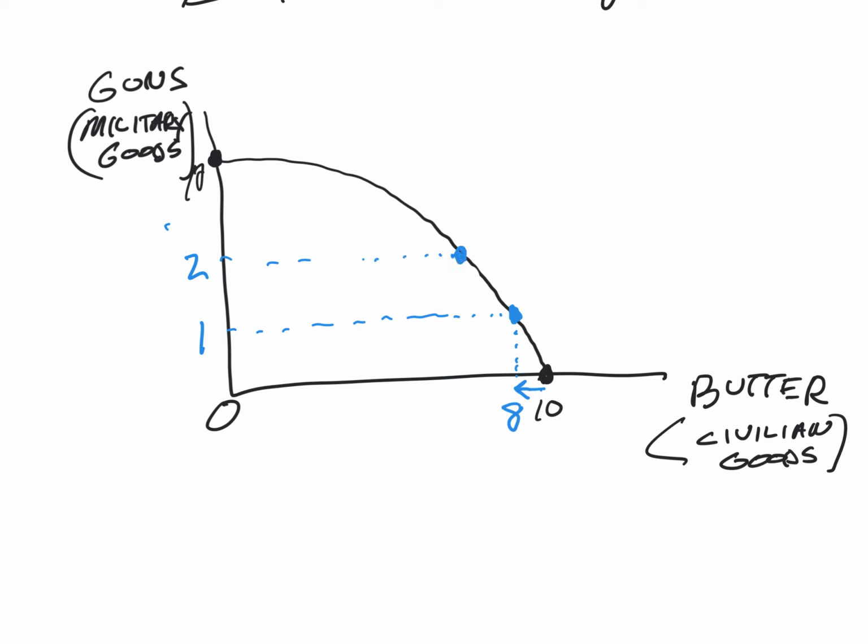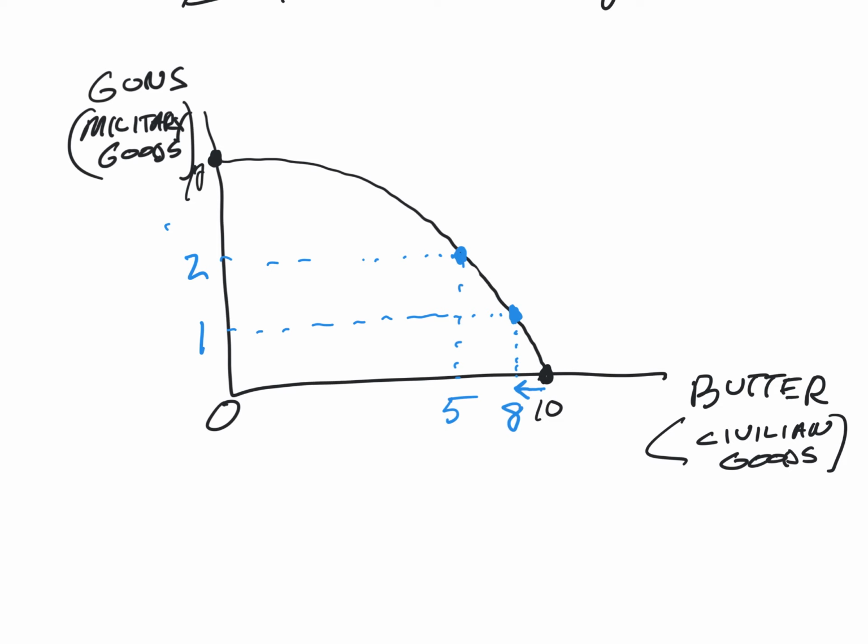Now we're at this point. And now we're down to 5 butters. Well, what's the opportunity cost of that second unit of guns? Well, we went down from 8 to 5. So that second unit cost us 3 units of butter.